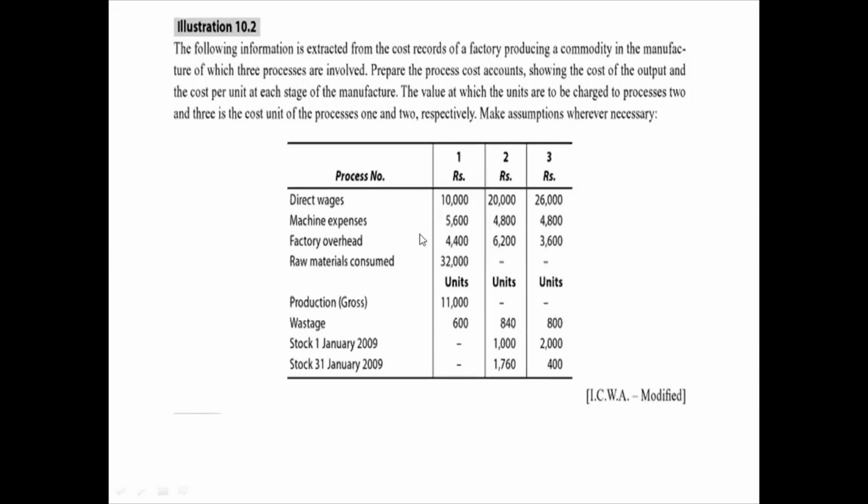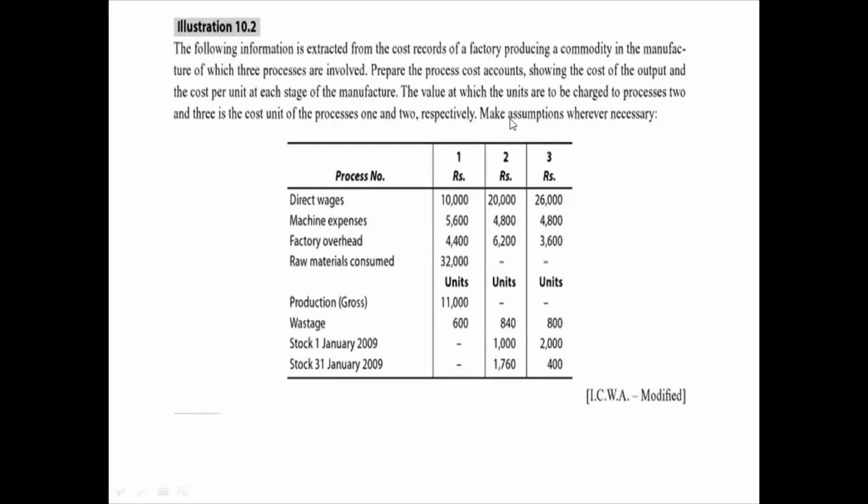For each process, we are going to determine the output cost and the cost per unit at each stage of the manufacture. That is, how much is the cost per unit being incurred at each of the processes. The values at which the units are to be charged to processes 2 and 3 is the cost per unit of processes 1 and 2. Whenever you transfer the output from process 1 to process 2, the cost which is going to be charged will be included accordingly.